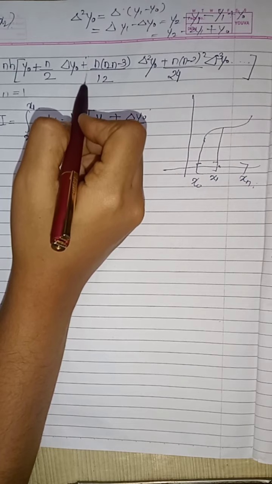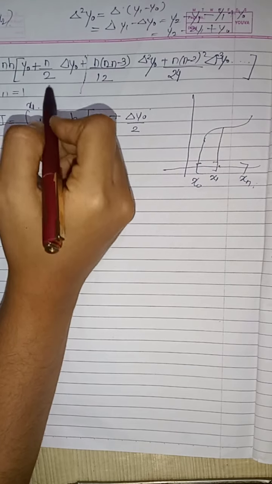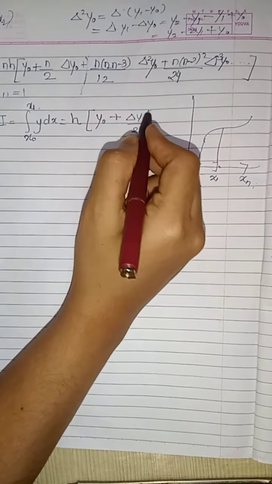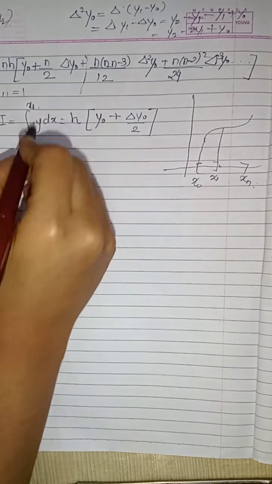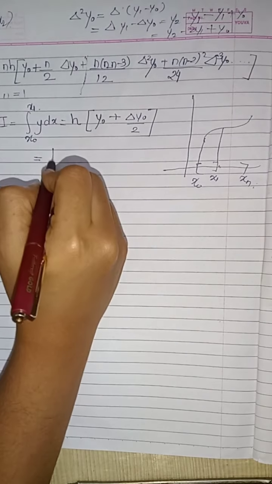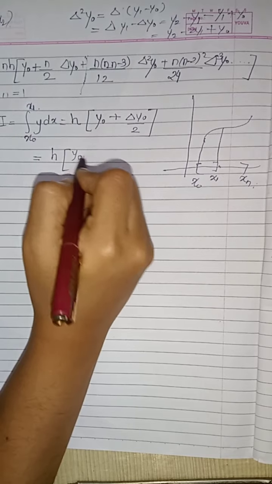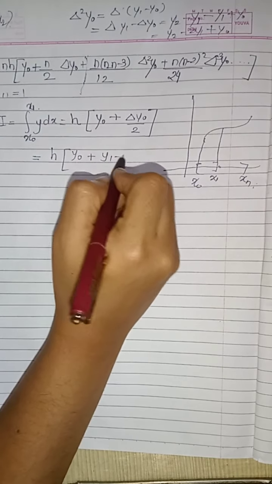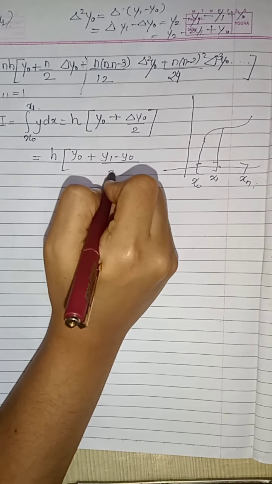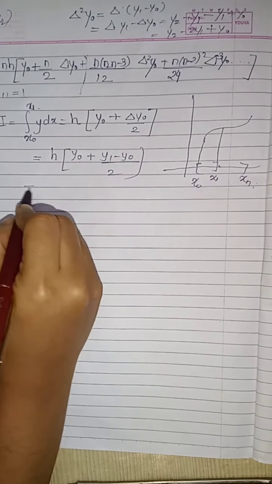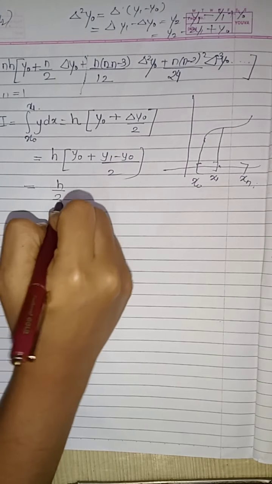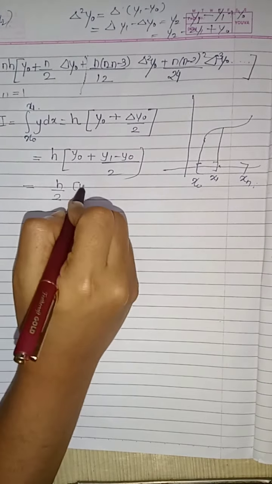So we have to consider y0 plus n upon 2 delta y0. So this is the required answer. After this, you will get h into y0 plus delta y0, which is nothing but y1 minus y0, upon 2, which is equal to h upon 2 into y0 plus y1.